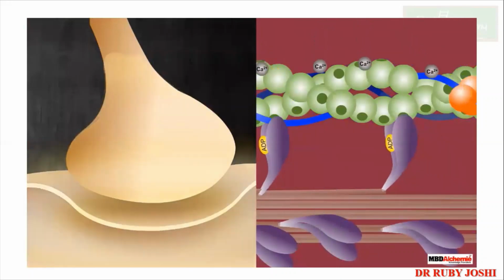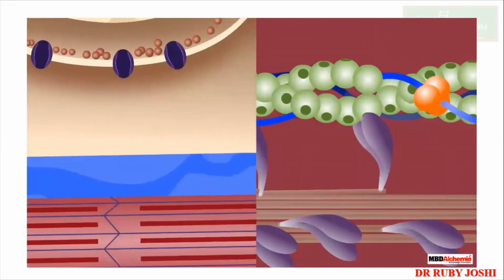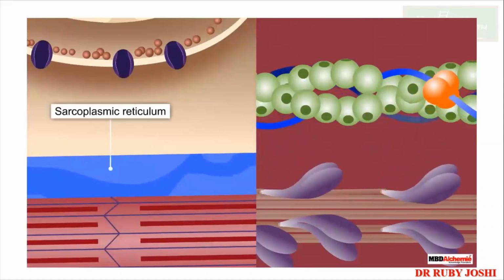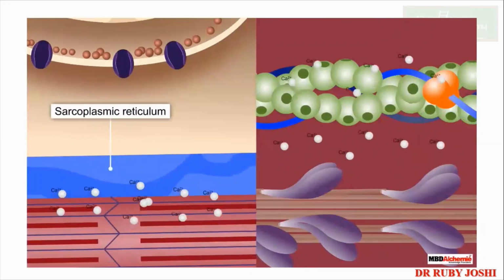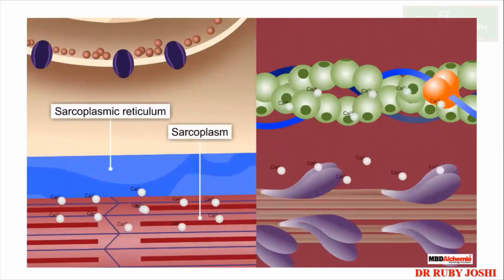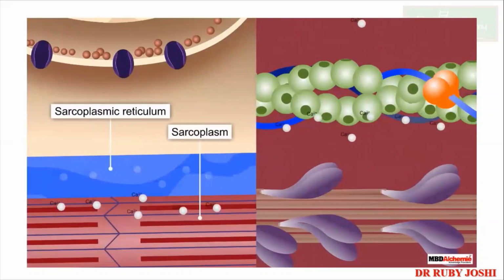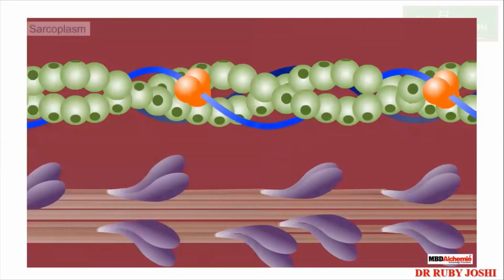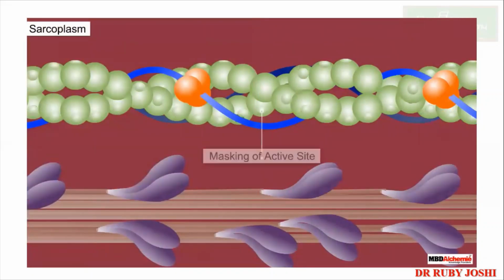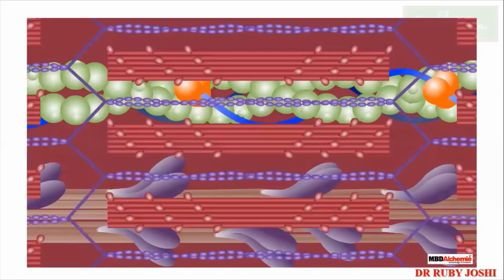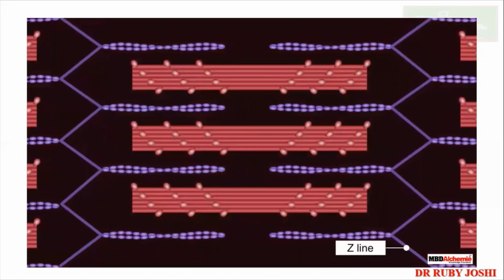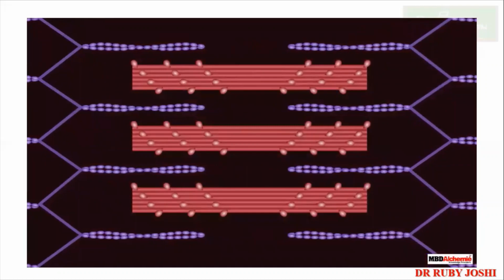As the signal stops, no further release of calcium ions from the sarcoplasmic reticulum occurs. This enables the pumping back of calcium ions from the sarcoplasm back into the sarcoplasmic reticulum. This pumping back of calcium ions results in the masking of active sites on the actin filaments. This in turn causes the return of Z lines back to their original position, that is, relaxation.